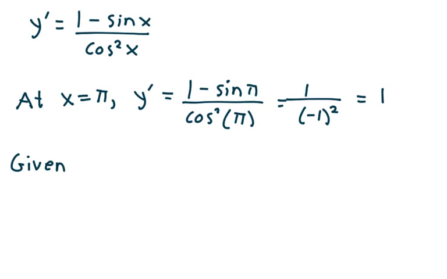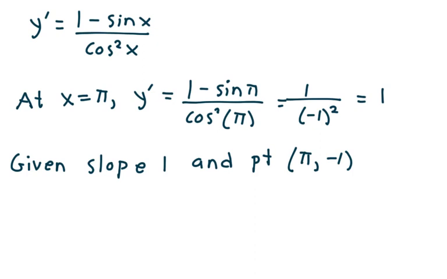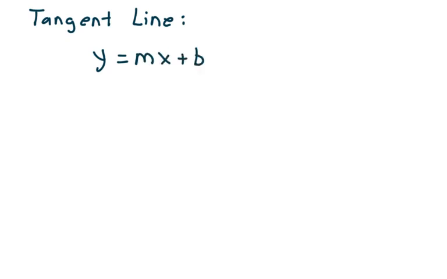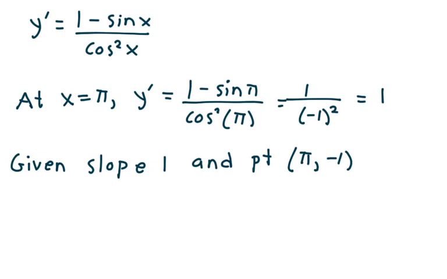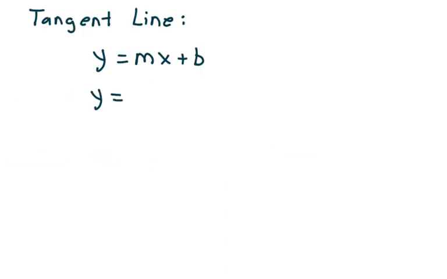So we're given slope 1 and point (π, negative 1). We can get the tangent line. So we get the following. We know y equals mx plus b. And remember, m is 1. So y equals 1x plus b.